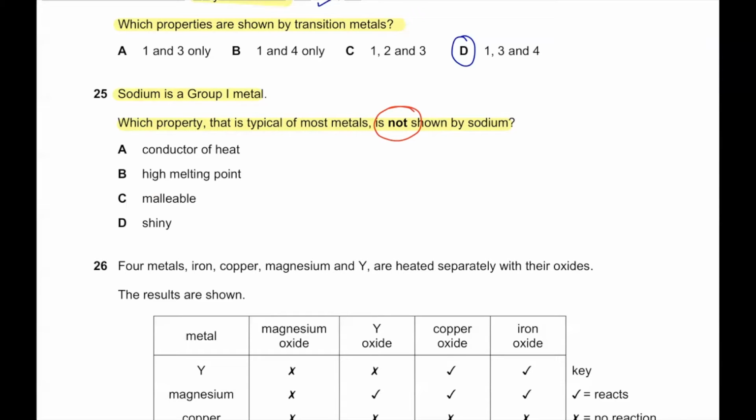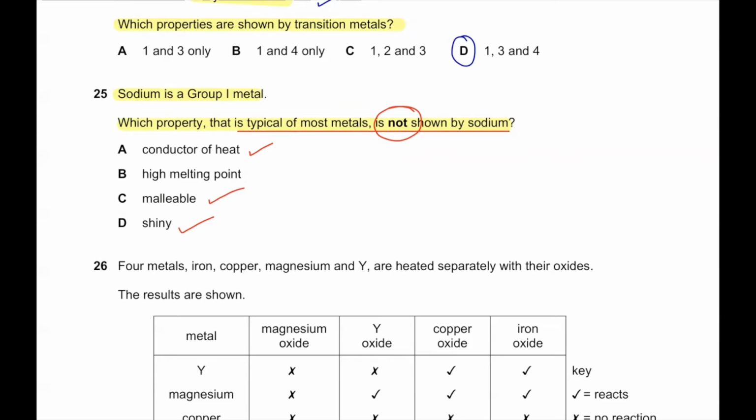Yes, sodium metal is a good conductor of heat. It has a relatively high melting point. It is malleable. It is shiny. Okay, so now since the question asks which property that is typical of most metals is not shown by sodium, all right, sodium has a low melting point.